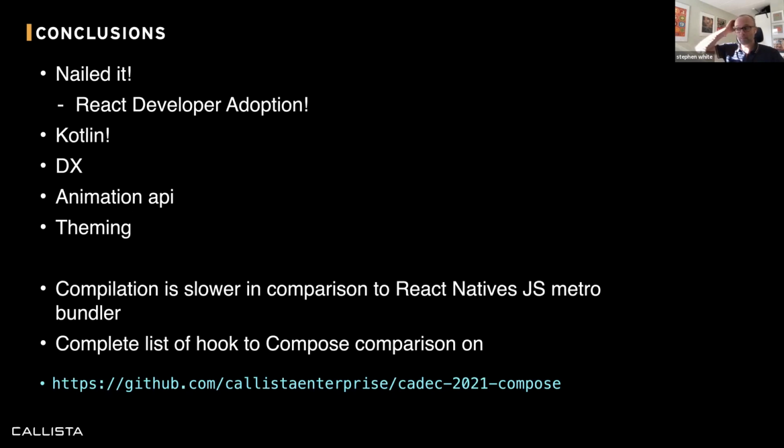Compilation is a bit slower. Obviously, React uses JavaScript, which is a just-in-time kind of compiler, if you like. So there is a faster turnaround with React and React Native, but the compilation was actually pretty fast in comparison to what I've known previously. So that was good. And then I've collated a complete list of hooks and Compose comparisons on the GitHub site, which maybe we could post up on the chat afterwards, so you can have a look there if you're interested to try this out.